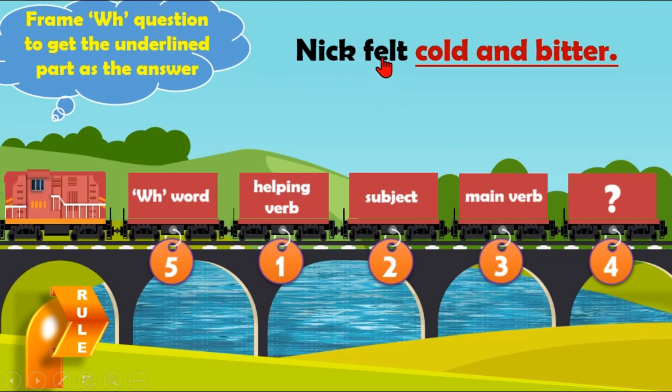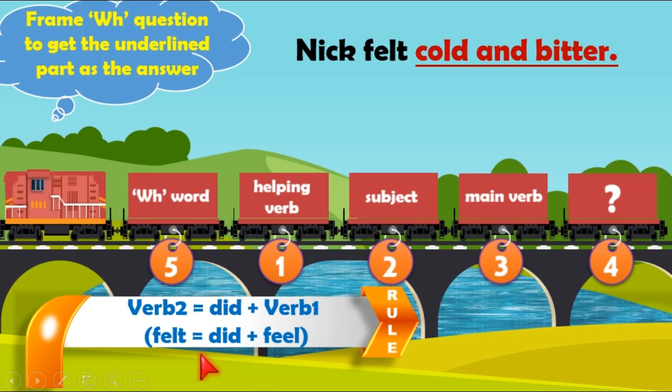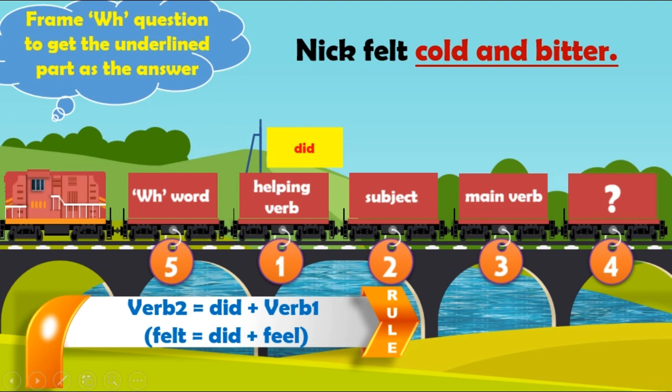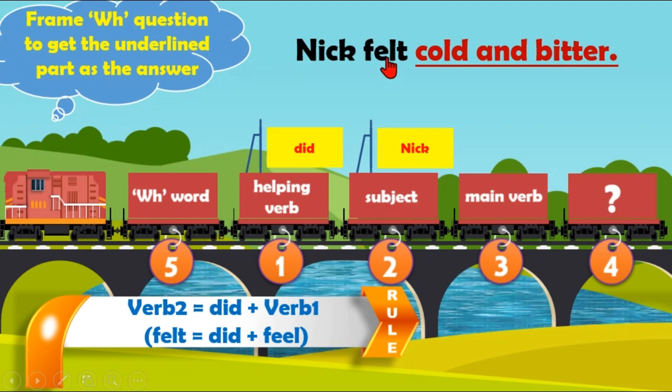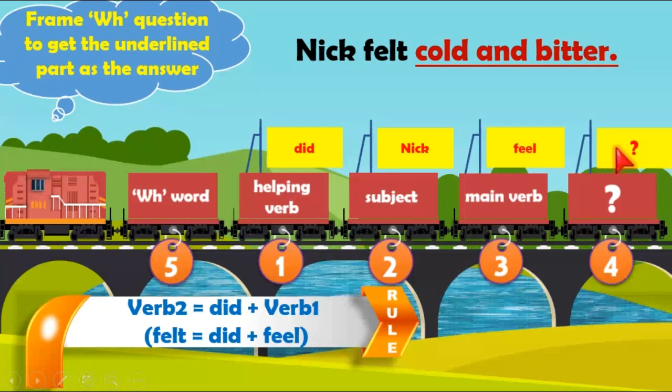So we have to split this word. How can we split this word? Felt is equal to did plus feel. That means verb 2 is equal to did plus verb 1. So what is the helping verb here? Did. Then I write the subject. What is the subject here? Nick. Then the main verb, feel, V1 form. Then the question mark. Now we got the yes or no question: Did Nick feel cold and bitter?